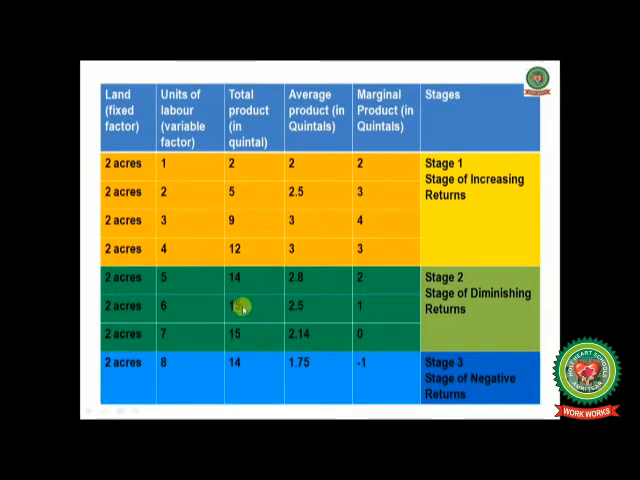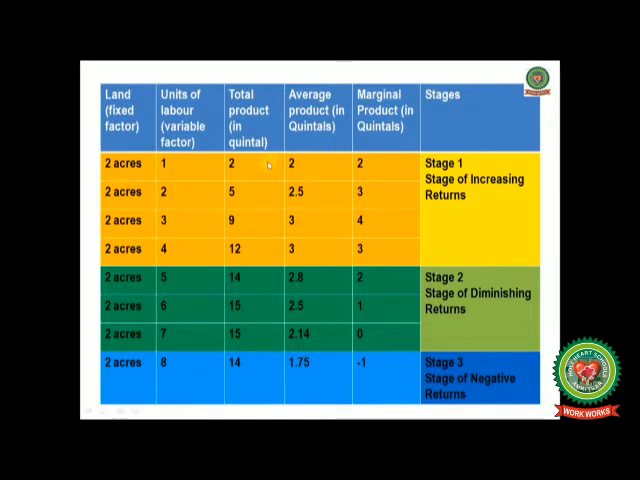Now with the 6th and 7th laborers the total product is constant, meaning with the 7th unit of labor there is no increase in the total production. It means that the per unit production has decreased. With the 8th unit of labor the total product will decrease, meaning there is overstaffing, due to which the output given by each and every laborer decreases.